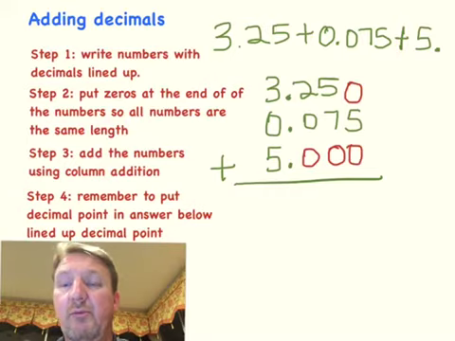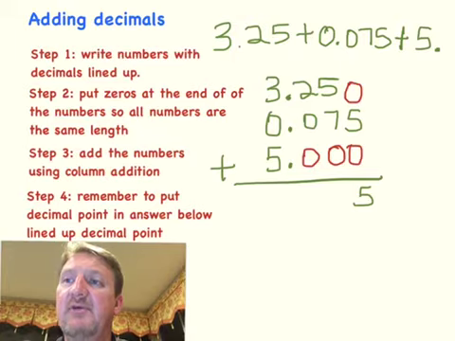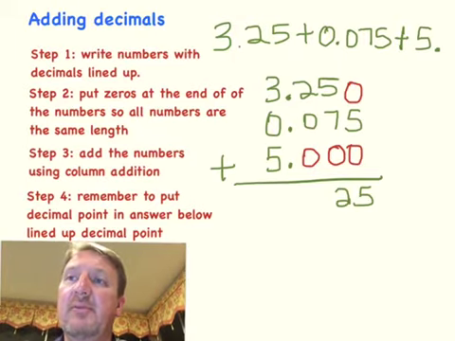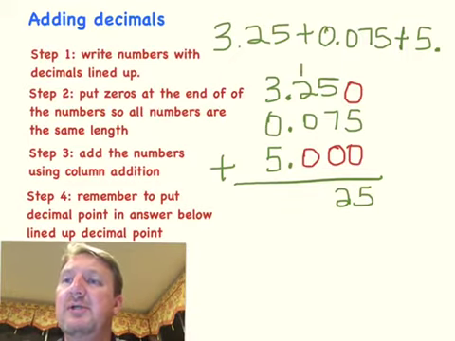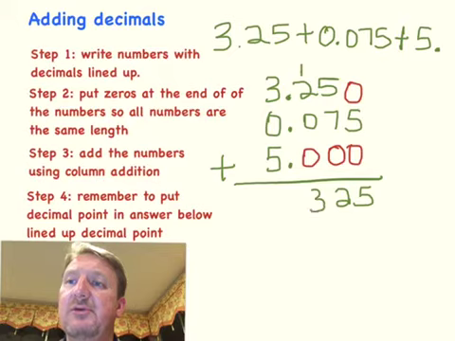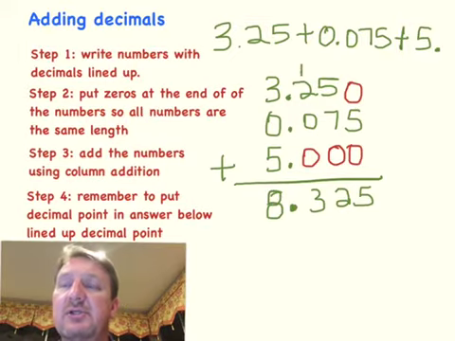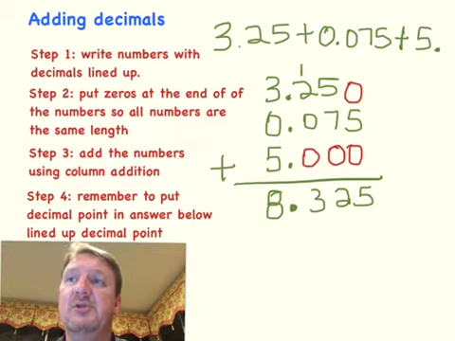Starting with the right side, 0 plus 5 plus 0 is 5. 5 plus 7 plus 0 is 12. I carry my 1. 2 plus 1 is 3, plus 0 is still 3. I bring down my decimal, and then 5 plus 3 plus 0 is 8. So my answer to 3.25 plus 0.075 plus 5 is 8.325.